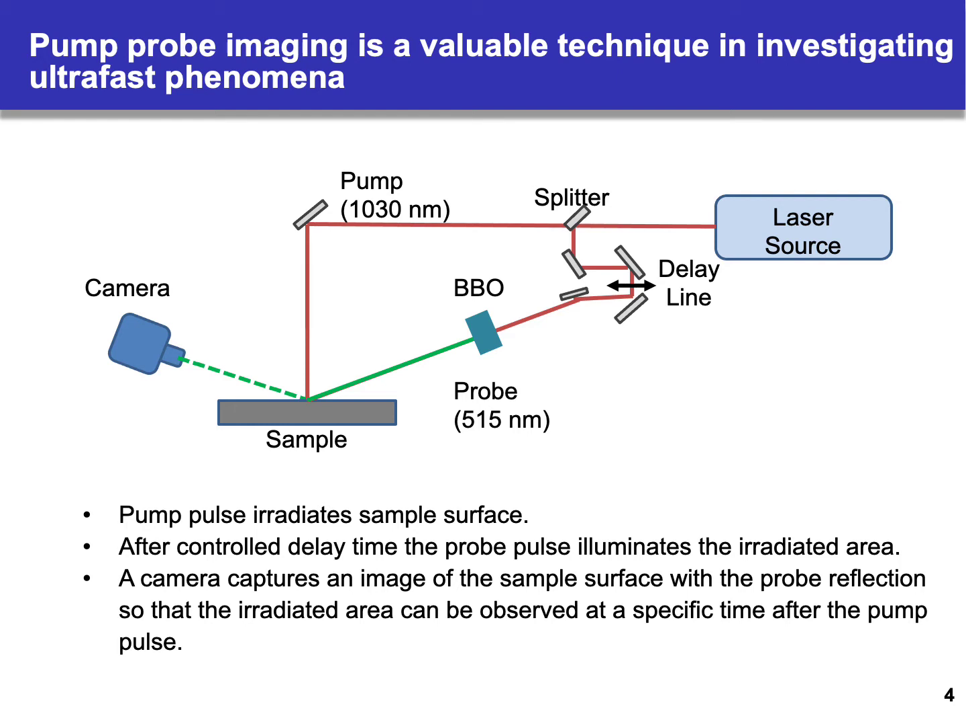The pump pulse goes through a path such that it hits the sample at a normal angle, and the probe pulse goes through a path such that it hits the sample at an angle after a specified delay time that is controlled using a delay line. And the illumination from the probe pulse is used by the camera to observe the effect that the pump pulse has had on the sample.